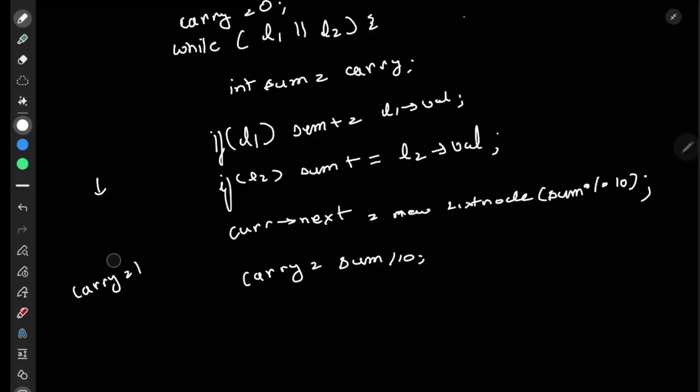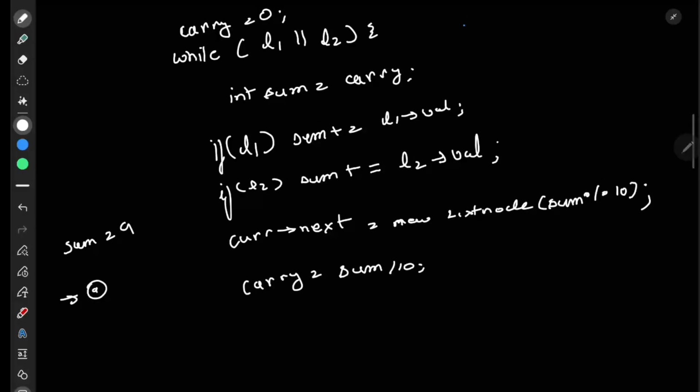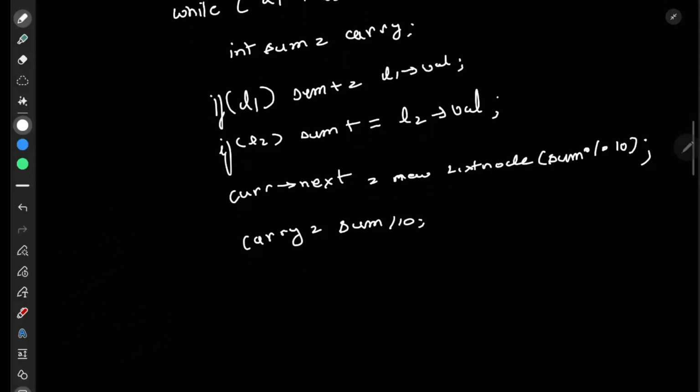So let's say our sum was 9. Our node will have the value 9, and our carry will be 9 divided by 10, which is 0, since it's a single digit. So that's how the logic works here. And then after that, we can safely move our current pointer to the next pointer it has.